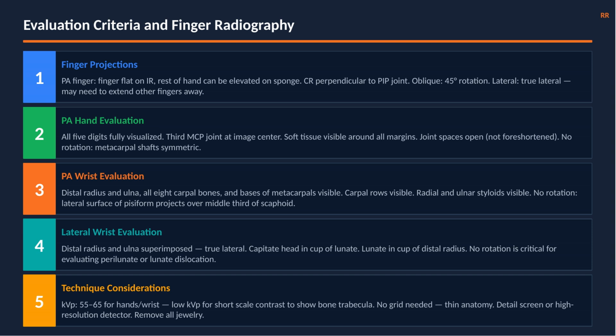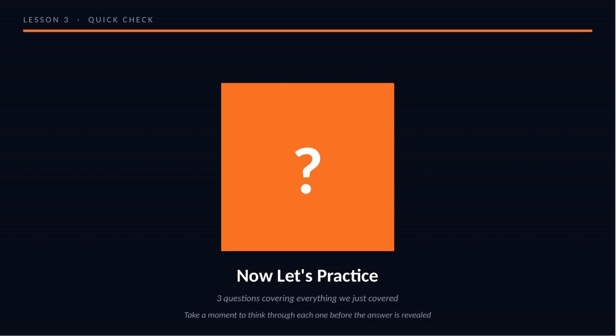And technique. KVP 55 to 65 for all hand and wrist work. Low KVP produces short scale, high contrast, which shows bone trabecular detail clearly. No grid. Remove all jewelry before the exam. 3 hand, wrist, and forearm questions.